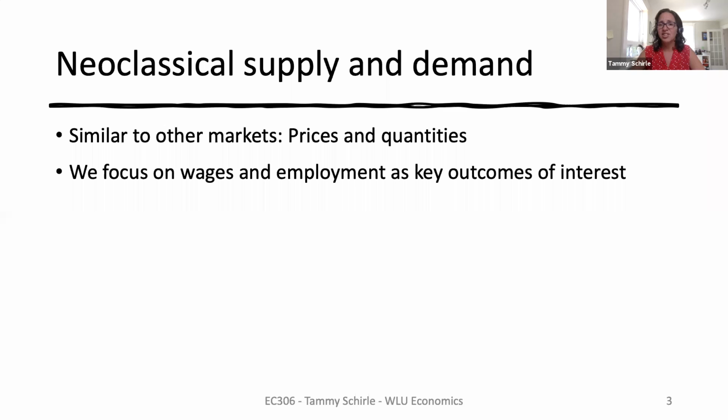Like other markets for goods, we see a set of prices and quantities in the labor market. The main price we're interested in is the wage rate, and the quantity is the amount of labor or employment. These are the key outcomes that we pay attention to.